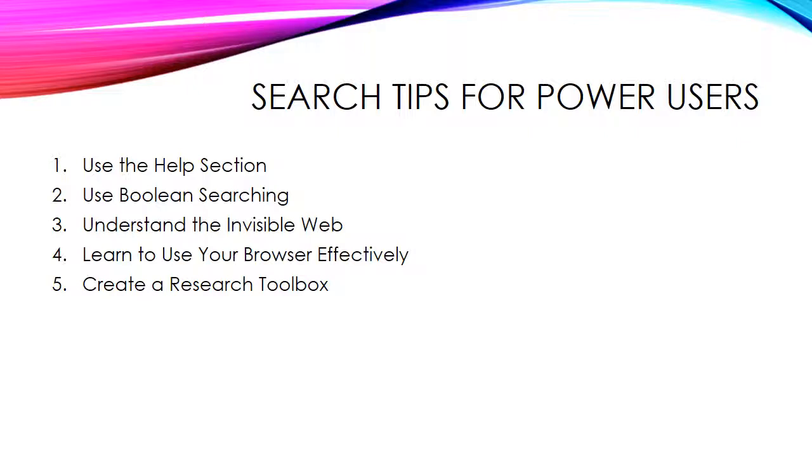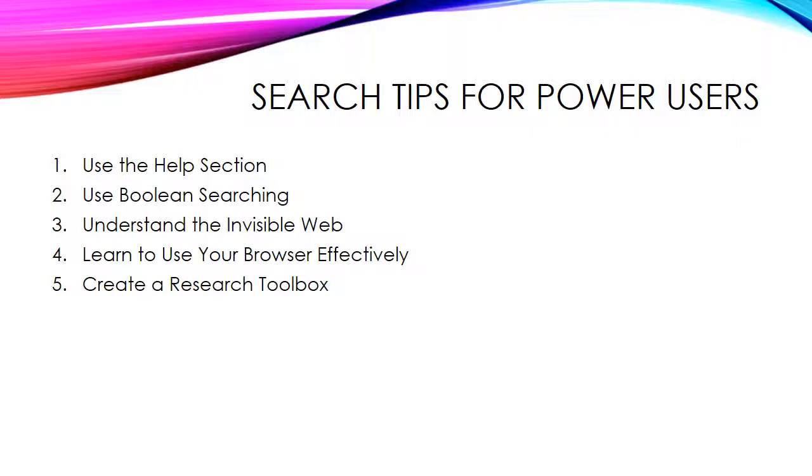Now, another tip is to understand the invisible web. The invisible web is also referred to as the deep web. These are things like PDF documents and sound files that you're not going to locate by researching in the way that you look for websites and things of that nature. There's a different way to access that particular type of information, but you may need that information and it may help you in what you're researching.